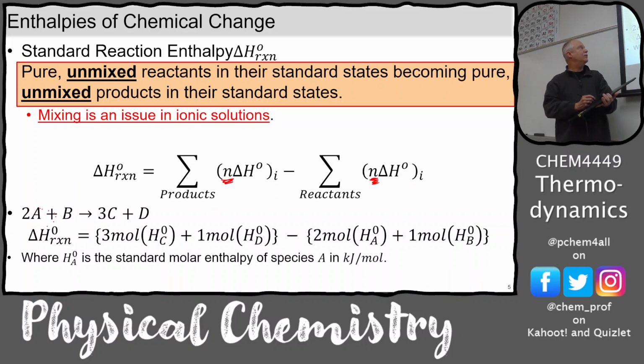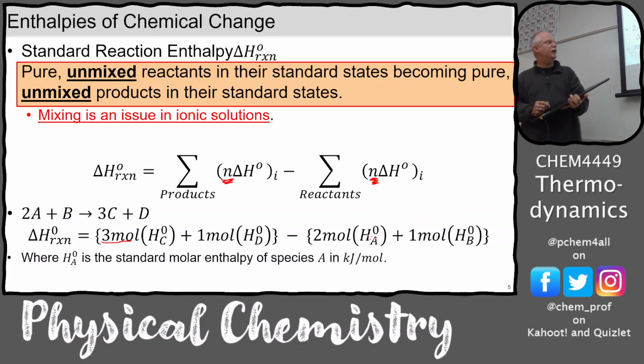Here's an example, this generic equation, 2A plus B gives 3C plus D. So we have 3 moles times the enthalpy of C, 1 mole times the enthalpy of D, because that's the products, and subtract 2 moles of the enthalpy of A, and 1 mole times the enthalpy of B. Oops, that should be a minus sign, shouldn't it? Or no, I've got the brackets. Yeah, I've got it all in brackets. And so then this enthalpy of A is the standard enthalpy of each species in kilojoules per mole.